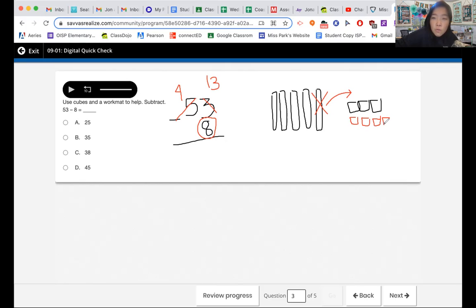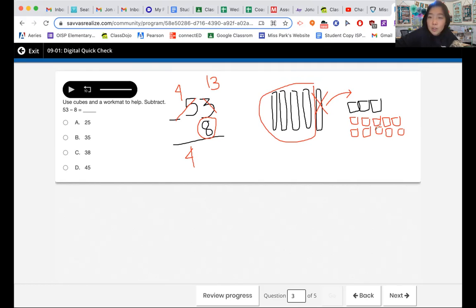3, 4, 5, 6, 7, 8, 9, 10. All right, so how many 10s do we have left over now? We have 4 10s left over, and we're not subtracting any more 10s, so we know that the 10s place is gonna have a 4.